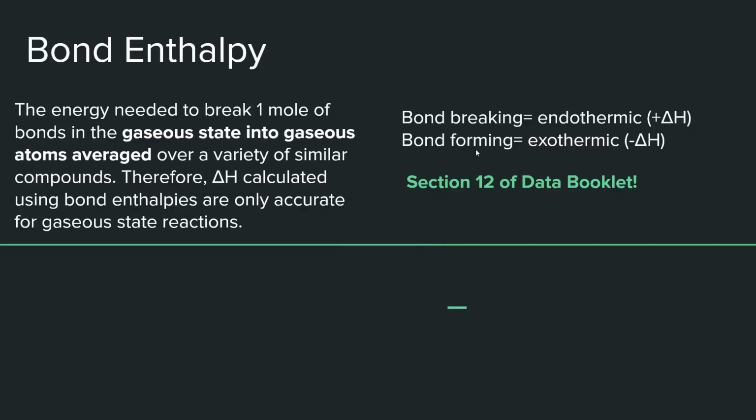So all your bond enthalpies are going to be found in section 12 of the data book. So if you're ever asked for bond enthalpy, go straight there. Now, your delta H of reaction using bond enthalpy is going to be the sum of all the enthalpies of your broken bonds minus the sum of all the enthalpies of your bonds formed, i.e., the sum of all the enthalpies of your reactants minus the sum of all the enthalpies of your products.